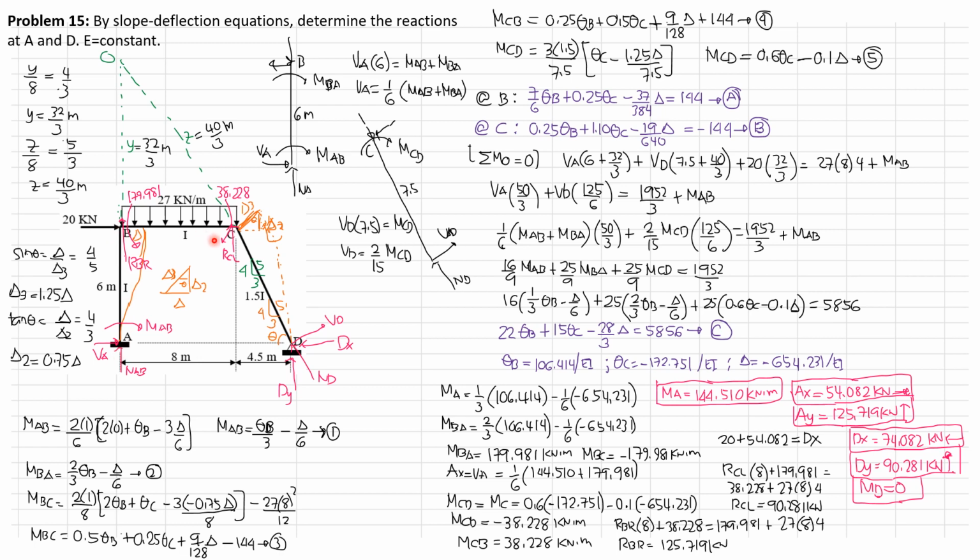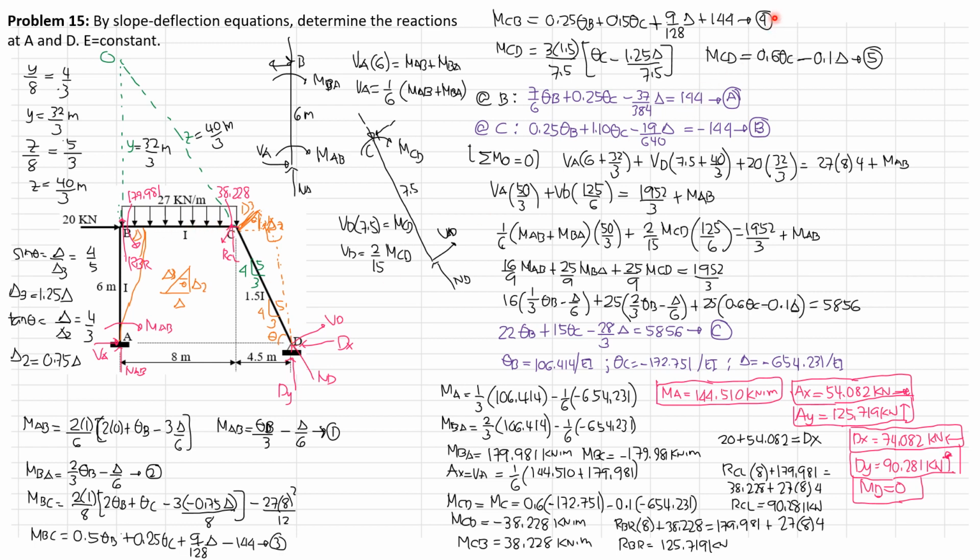We then apply equilibrium at B. MBA plus MBC equals 0. So equation 2 plus equation 3 equals 0. So 2/3 plus 0.5 is 7 over 6 theta B. Then plus 0.25 theta C, then plus negative 1/6 plus 9 over 128, that's negative 37 over 384 delta. Then transpose negative 144 to the right, so equals 144. Call that equation A.